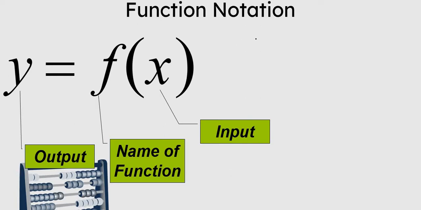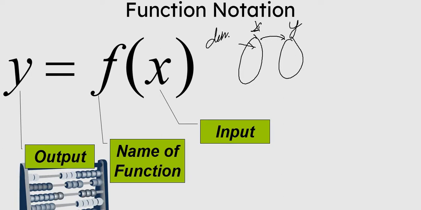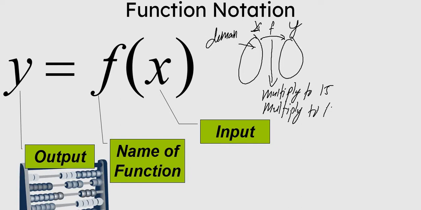This means that if we're going to use a mapping, there we go, that x is the specific element in our domain, f is the rule. This is the one that we are using, such as multiply to 15, multiply to 10, then subtract 2, and so on. And y is our output.